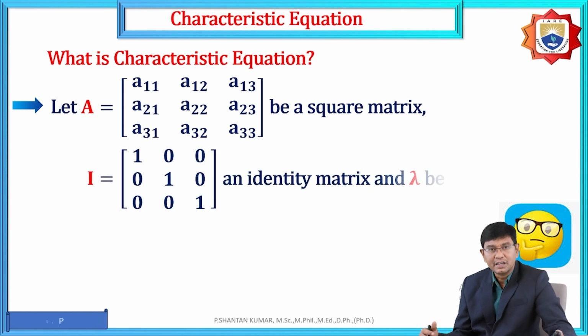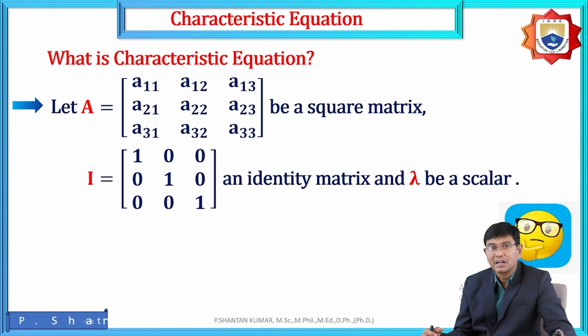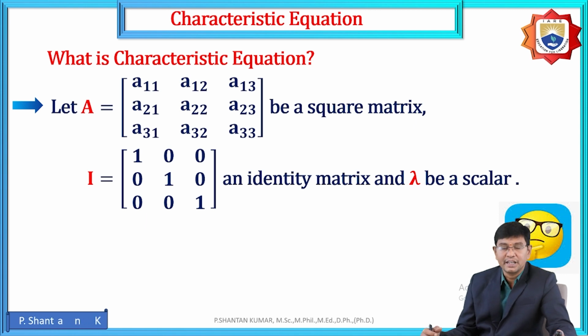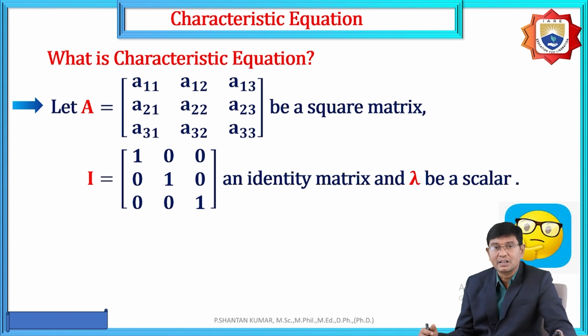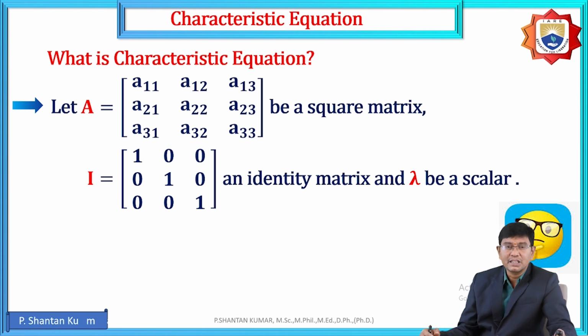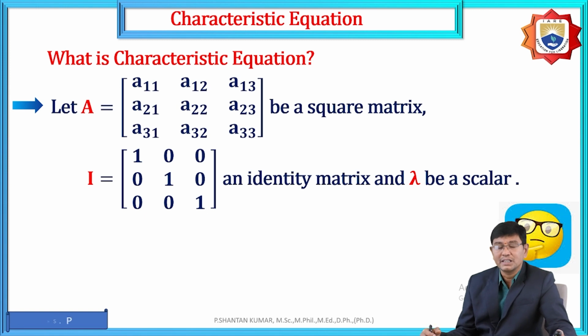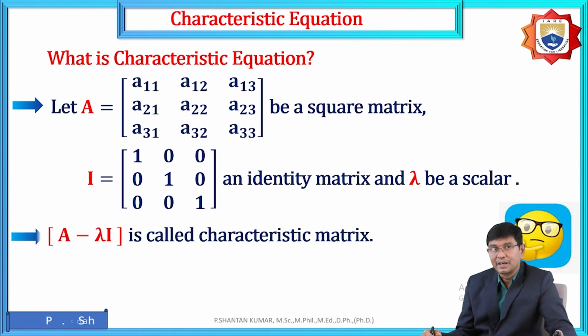Let us assume that I is the suitable matrix corresponding to the 3 by 3, that is, the unit matrix of order 3. It is 1, 0, 0, 0, 1, 0, and 0, 0, 1. This is an identity matrix, and lambda is any scalar. With the help of A and lambda I, in terms of A minus lambda I, that is a matrix notation, A minus lambda I is called the characteristic matrix.